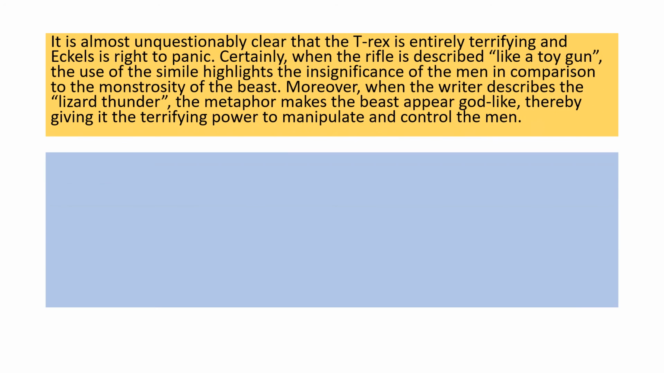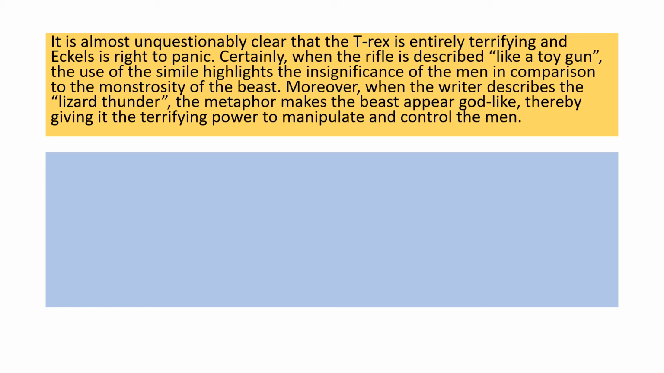So let's have a look at an example. It is almost unquestionably clear that the T-Rex is entirely terrifying and that Eccles is right to panic. Certainly, when the rifle is described like a toy gun, the use of the simile highlights the insignificance of the men in comparison to the monstrosity of the beast. Moreover, when the writer describes the lizard thunder, the metaphor makes the beast appear godlike, thereby giving it the terrifying power to manipulate and control the men.